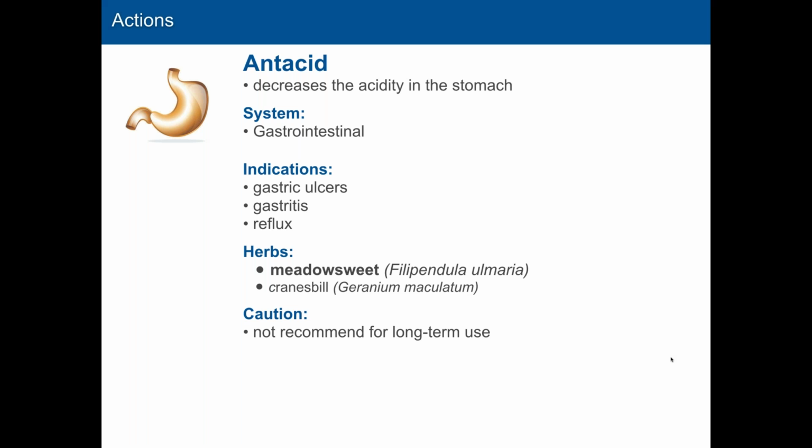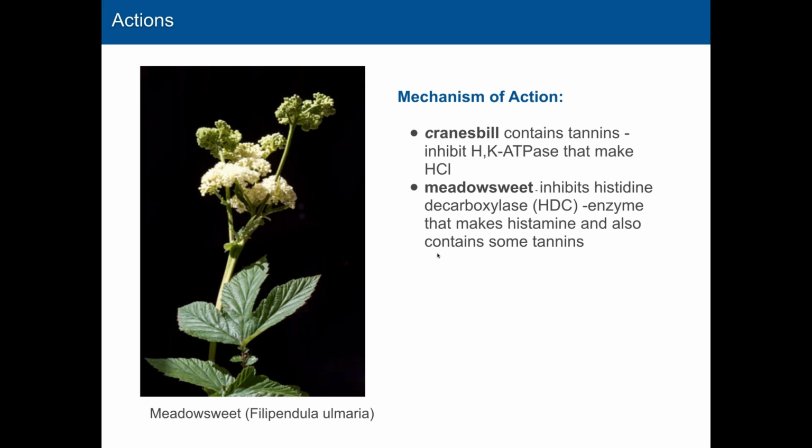Cranesbill is also used for that. It does have an antacid effect. I've even read, I think after I created the slide, I think chamomile also has a bit of an antacid effect as well. It's not strongly suppressive, but it does have that antacid effect. Maybe that's one of the reasons why it's so desirable for inflammation of the stomach, as it decreases the stomach acid and helps speed up the healing of the ulcer and the irritation as well. So both the cranesbill and the meadowsweet inhibit.